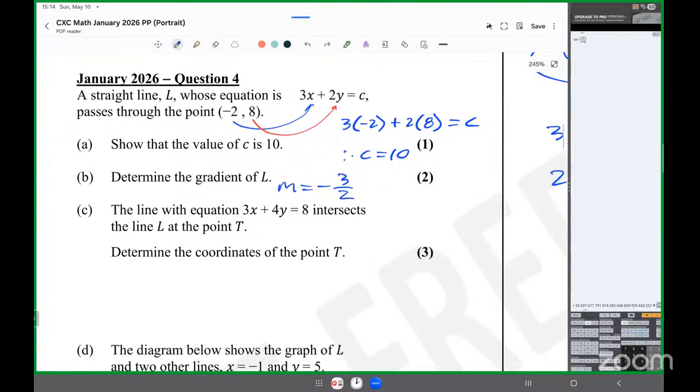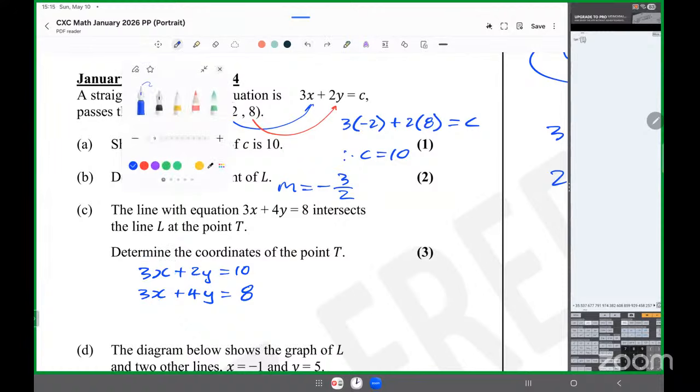So the equations we're solving simultaneously are 3x plus 2y equals 10, that's the first one, and 3x plus 4y equals 8. They give us it with the two x values the same, so we can subtract to eliminate the x. We're going to subtract these two equations.